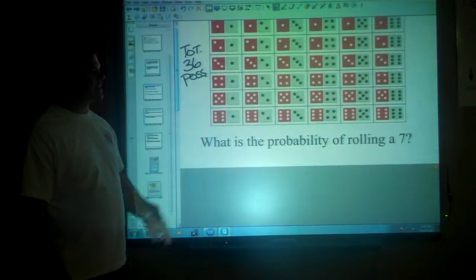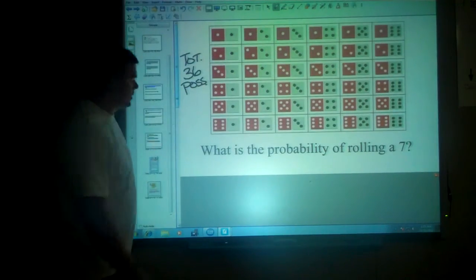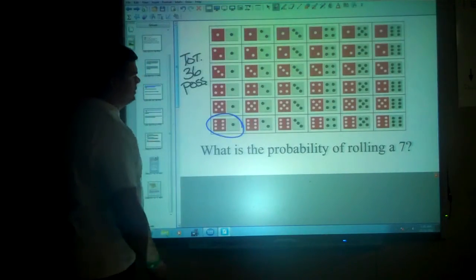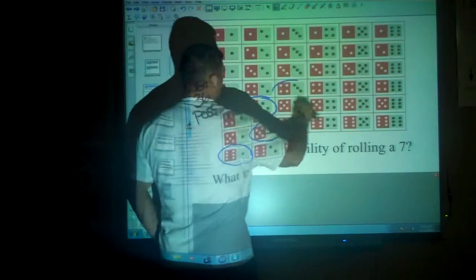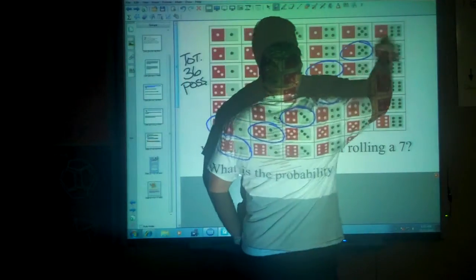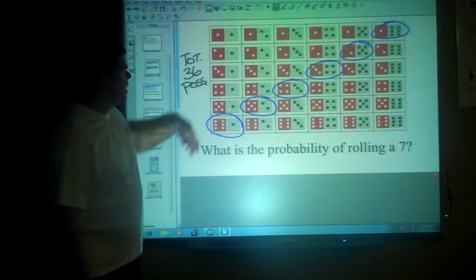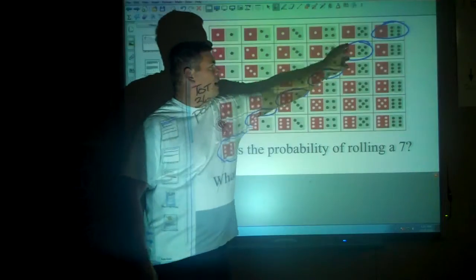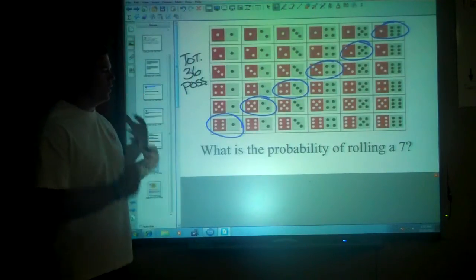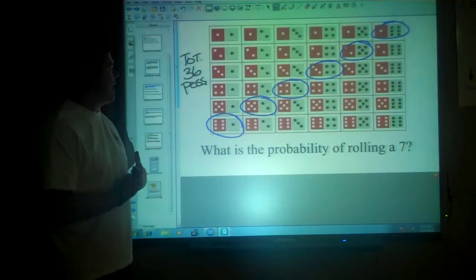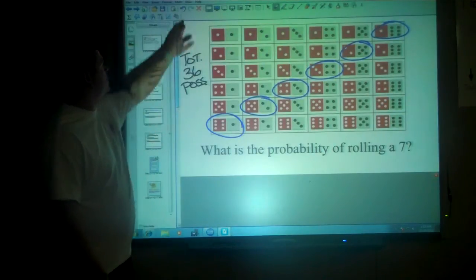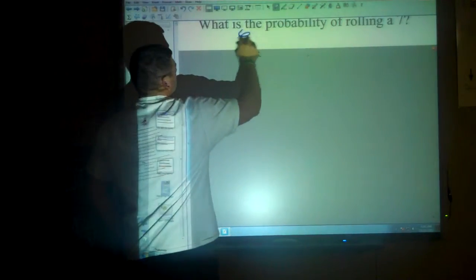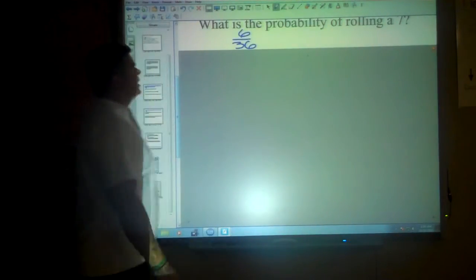So according to this situation, we already know we have 36 possibilities. What's the probability of rolling a 7? A total of a 7. Well, if I look at it, 6 and 1 makes 7. 2 and 5, 3 and 4, 4 and 3, 5 and 2, 6 and 1. Those all make 7. None of the others will make 7. That's 1, 2, 3, 4, 5, 6 situations that are favorable. 6 that I want to have happen out of 36. So I would say 6 out of the 36 possibilities.